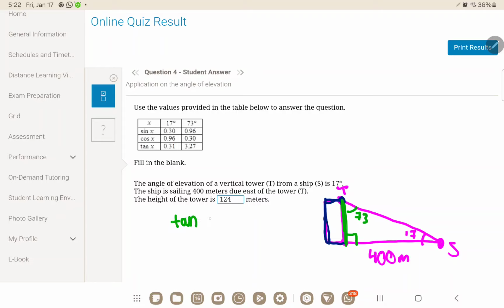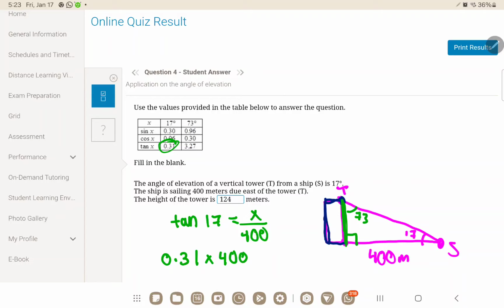Tan of 17 equals opposite over adjacent. So the opposite is x, adjacent is 400. Once you do it on your calculator, to cancel it you need to multiply by tan 17, which they gave us as 0.31, times 400. Let me put it in my calculator.